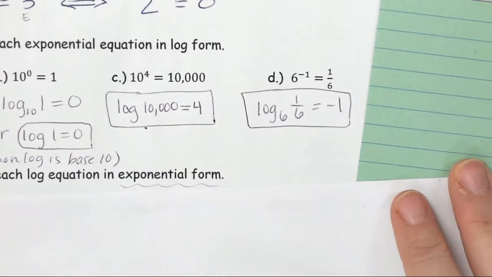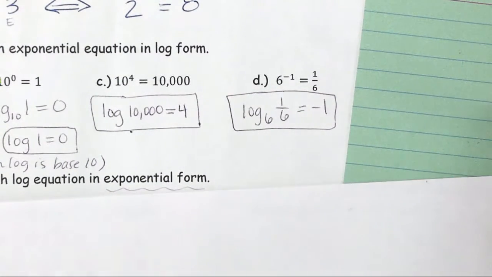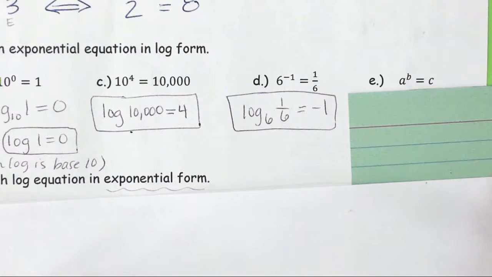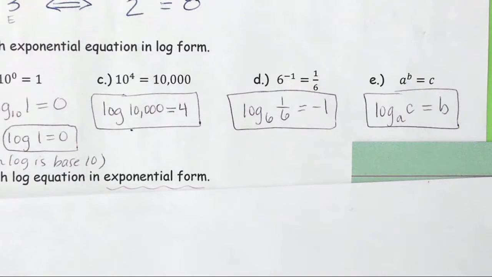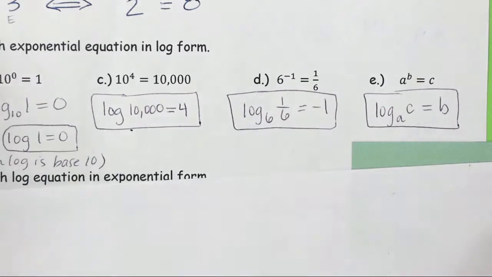Alex Taylor, you want to try E for me? Log base A of C equals B. Okay, so it's log, and then what did you say your base was? A. Okay, so log base A of C equals B. All right, okay, and we'll practice saying that as we go on.